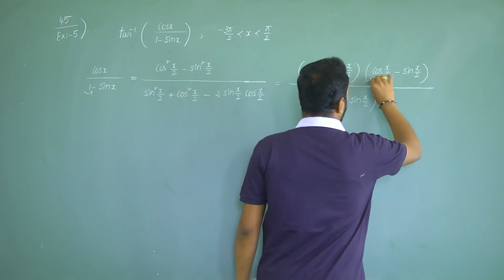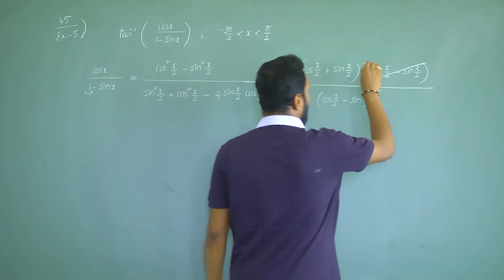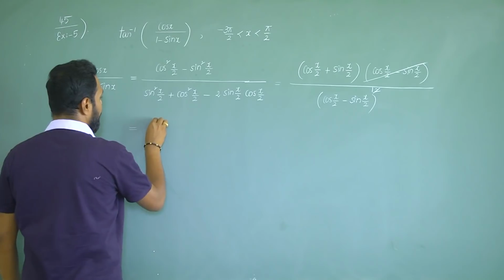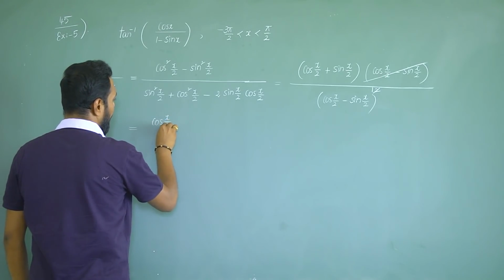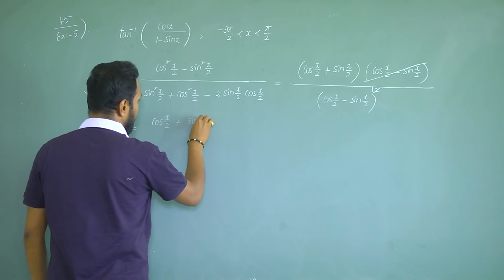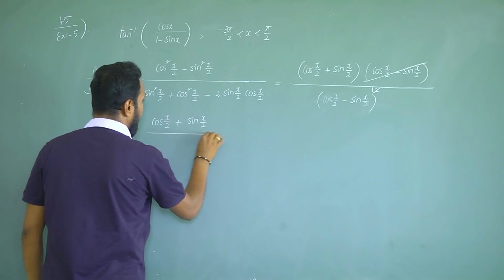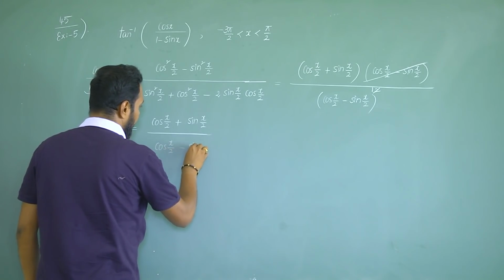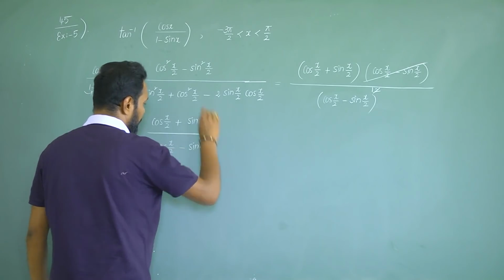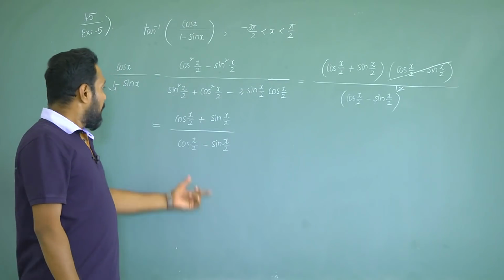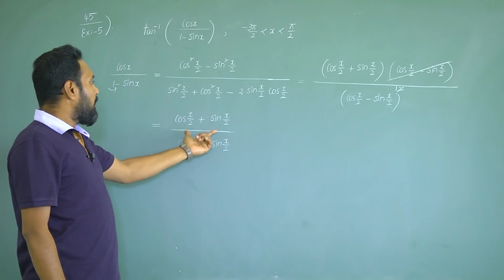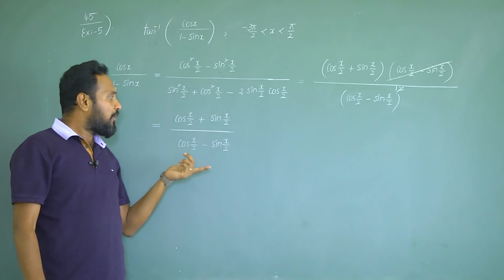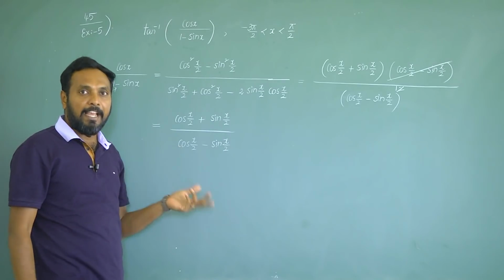Now, one cos x/2 minus sin x/2 term cancels. Then the function that remains becomes cos x/2 plus sin x/2 divided by cos x/2 minus sin x/2. Now we have cos x/2 plus sin x/2 by cos x/2 minus sin x/2, which has to be converted in terms of tan.